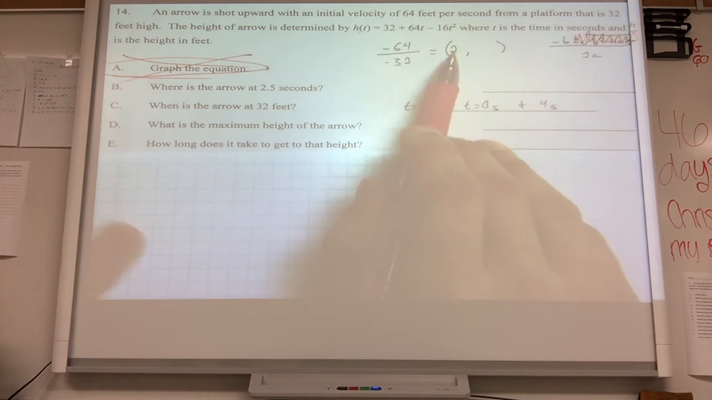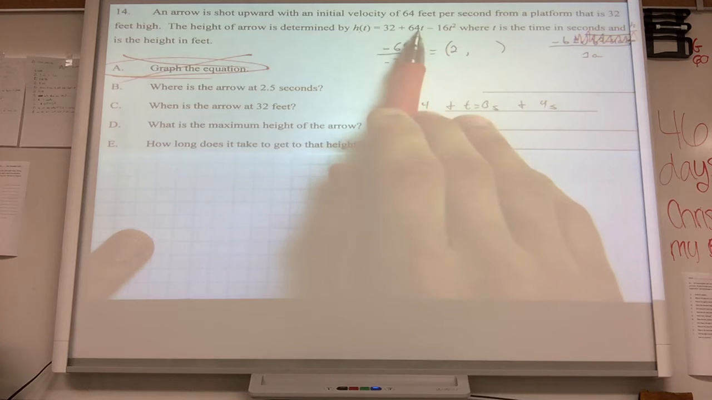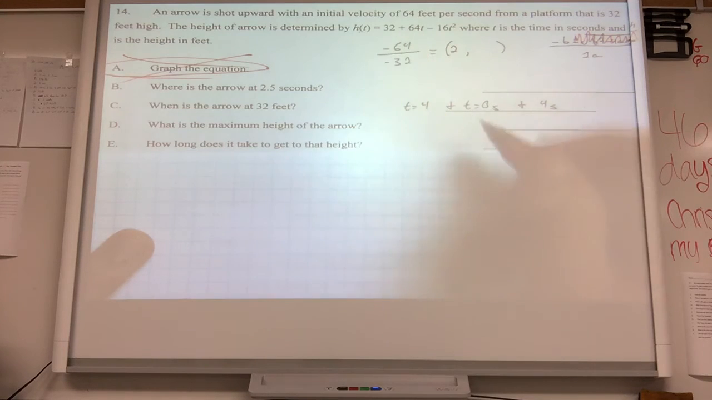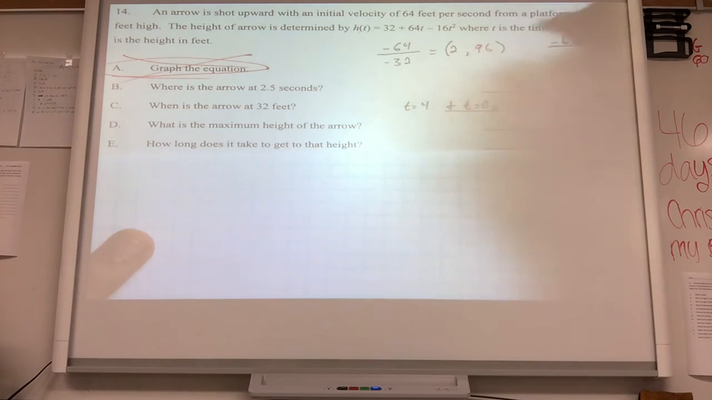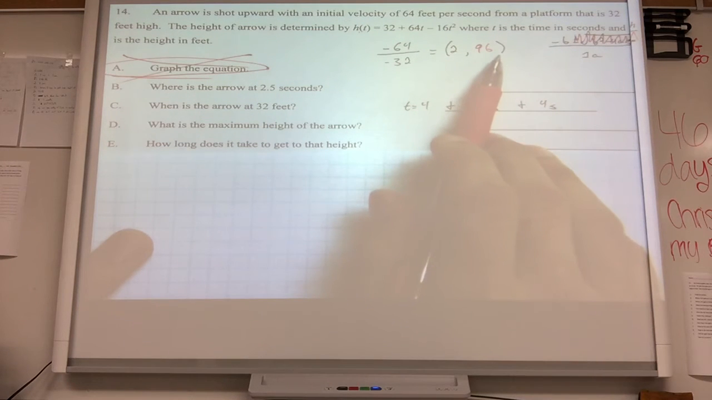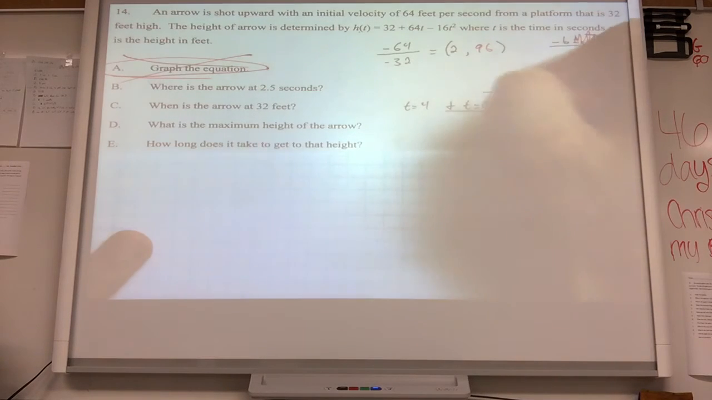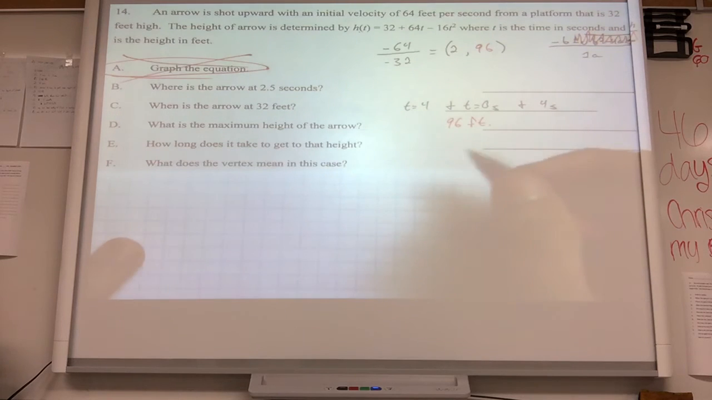And we don't know what the height is yet until we plug it in. So 2 squared, that's 4 times negative 16. Then plus 64 times 2 plus 32. It all comes out to be 96. So after 2 seconds, the arrow reaches a maximum height of 96 feet. Okay, so what is the maximum height of the arrow? 96 feet. How long does it take to reach the maximum height?